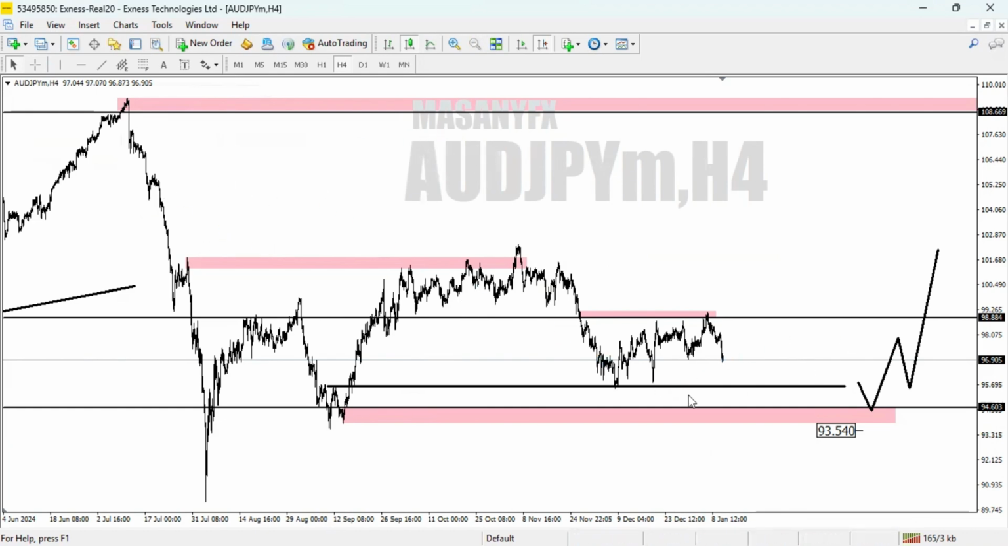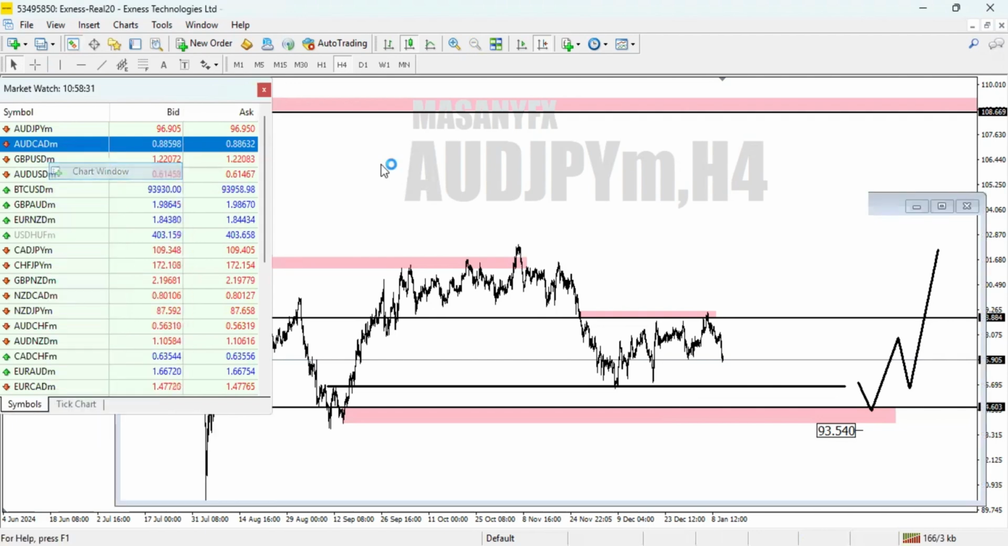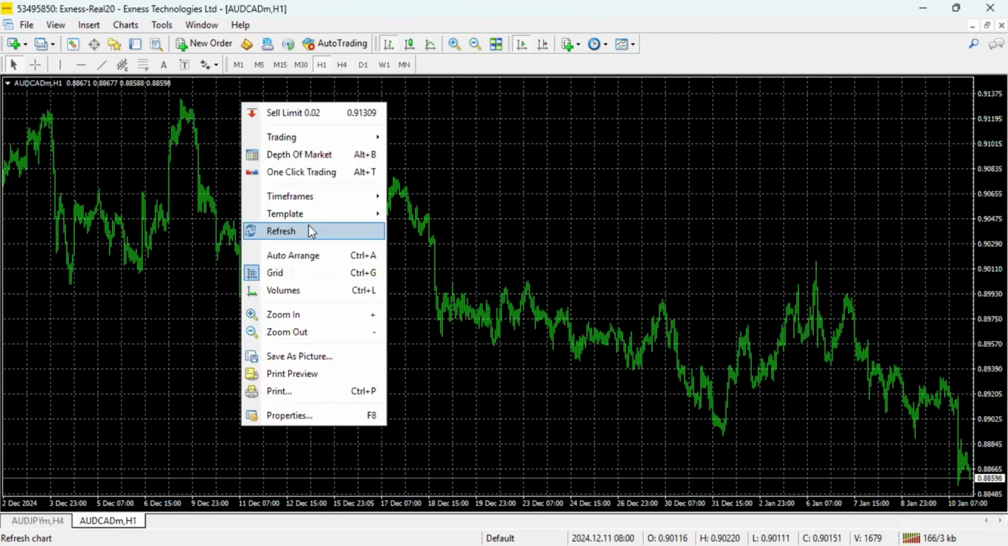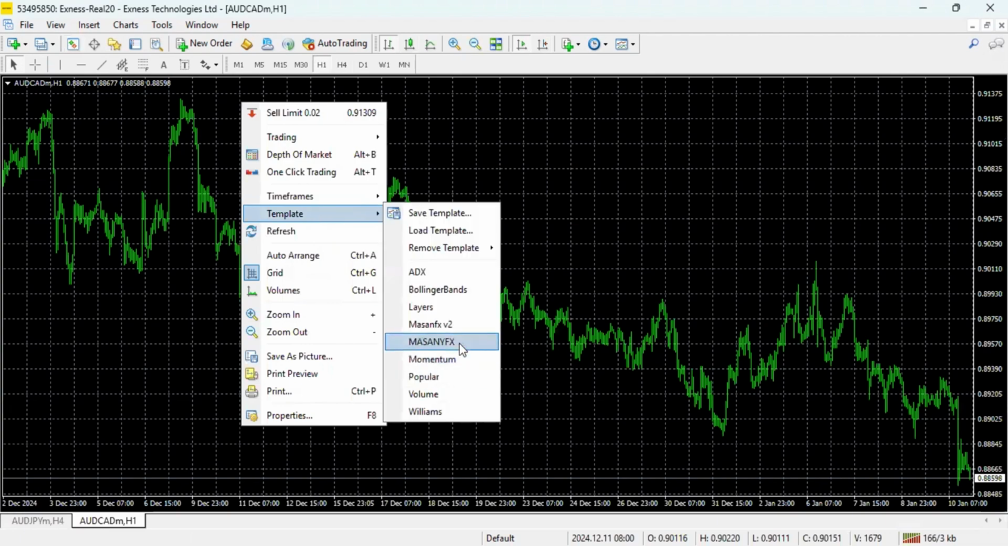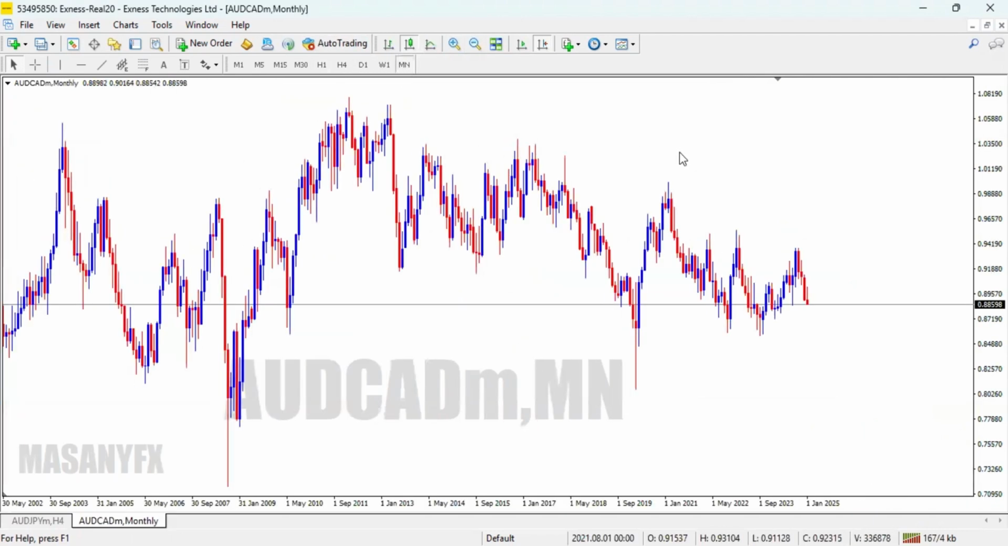So I'm expecting this from AUD JPY. Let me add another pen. Let me add AUD CAD, starting from monthly time frame as well. Okay. Let's see what's happening here.